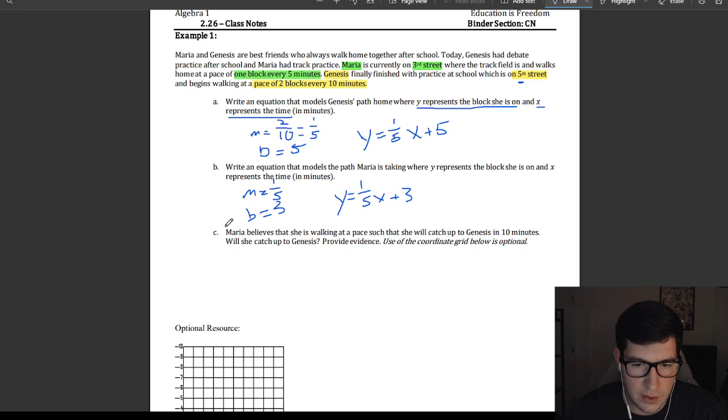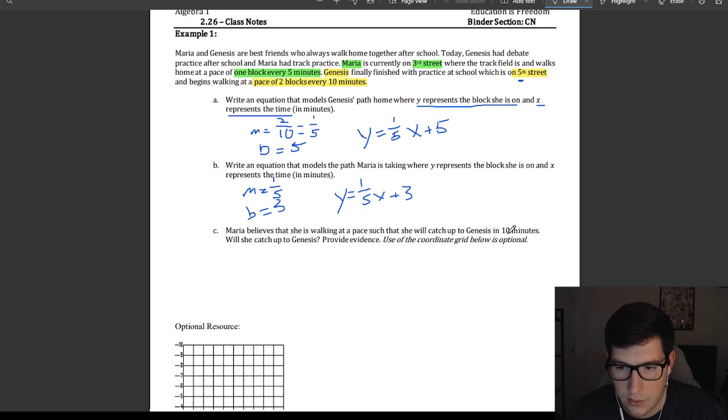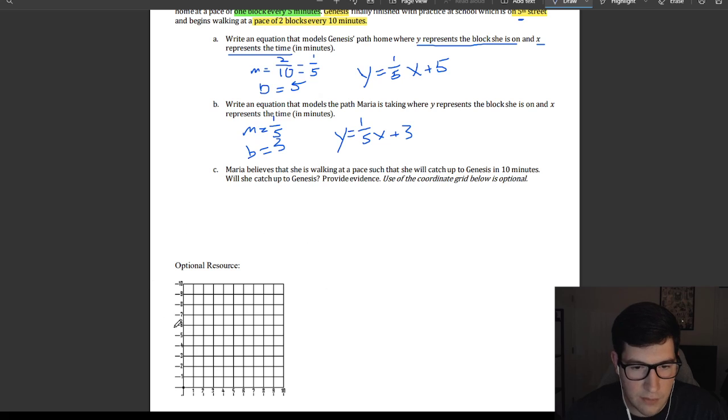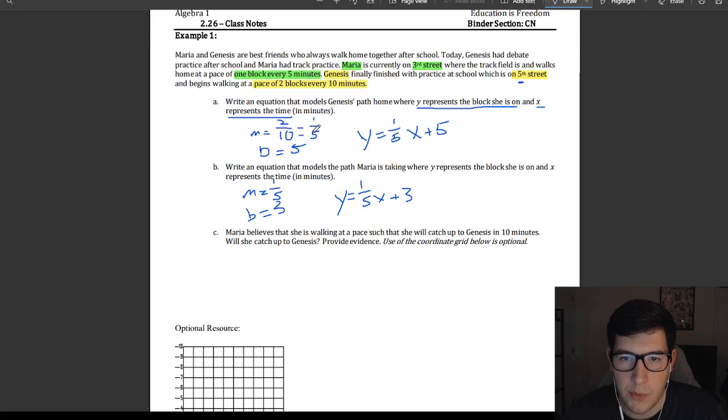So looking at C, Maria believes that she is walking at a pace such that she will catch up to Genesis in 10 minutes. Will she catch up? Provide evidence. If you need to use this graph here, or if you don't have this, if you want to try and graph this in your notebook and see what it looks like, if that helps you, absolutely go for it. But using what we have, whether you've written it down or you have this sheet, take a look at letter C.